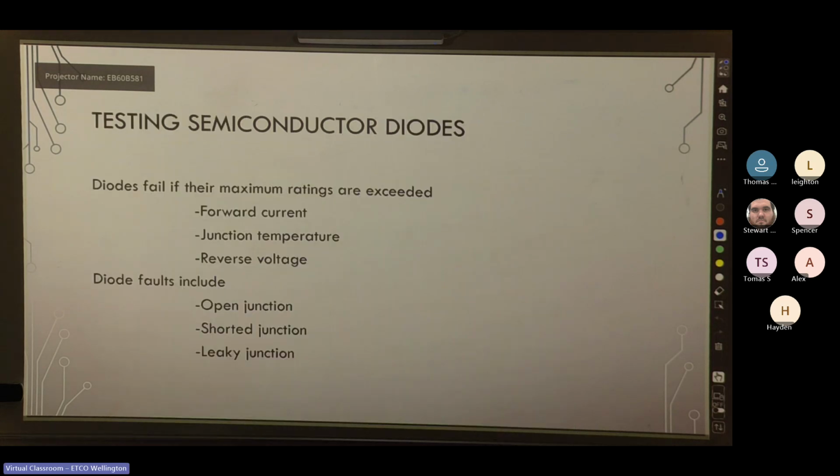Cool. So testing semiconductor diodes. So diodes fail if their maximum ratings are exceeded, say the forward current, junction temperature, or reverse voltage. So diode faults include an open junction, shorted junction, or a leaky junction. So an insulation resistance test may destroy diodes like the LEDs I was talking about. So an insulation resistance test should be performed by bridging P and N and testing to earth, so phase and neutral to earth, so diodes do not receive 500 volts test voltage across their terminals.